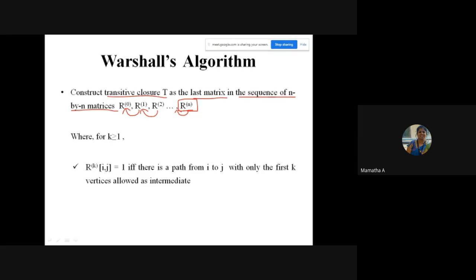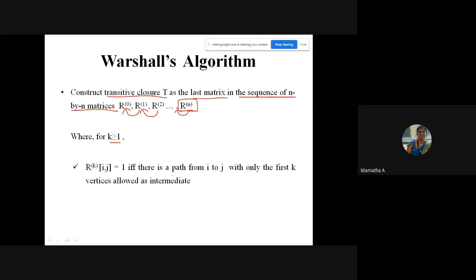So R to the power k (i, j) I define, where k is greater than or equal to 1. That means R to the power 1 (i, j). What does it mean? It means it is equal to 1. The entry in the matrix R to the power 1 for any node i, j will be equal to 1 if and only if there is a path from i to j.